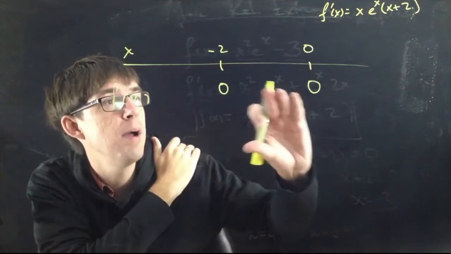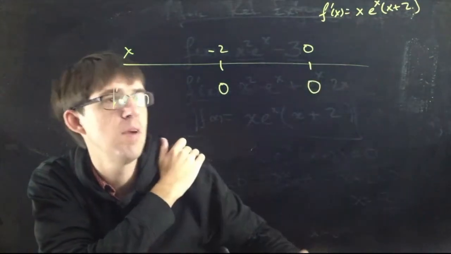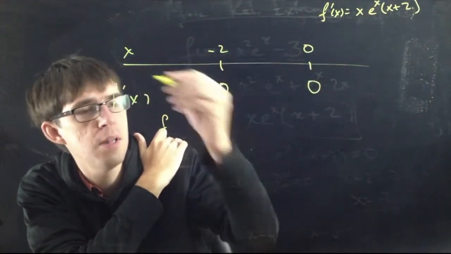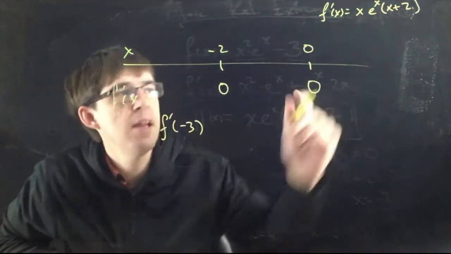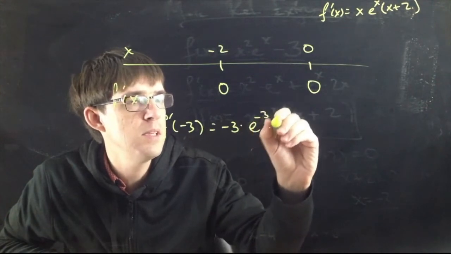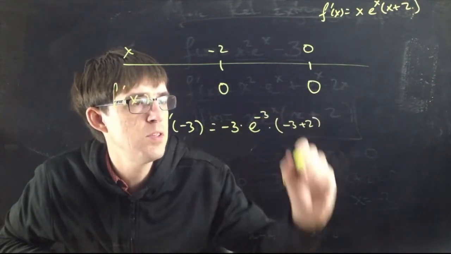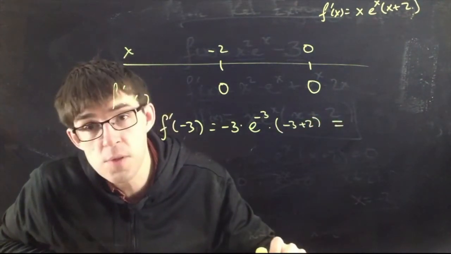As always, I'm going to pick my favorite number to the left of minus 2, my favorite number in between here, and then my favorite number to the right of 0. So for the left side, let's do f prime of minus 3, say. Plug that in up here. I get minus 3 times e to the minus 3 times minus 3 plus 2. And I have a bunch of things multiplied together. Let's just think about the positives or the negatives.